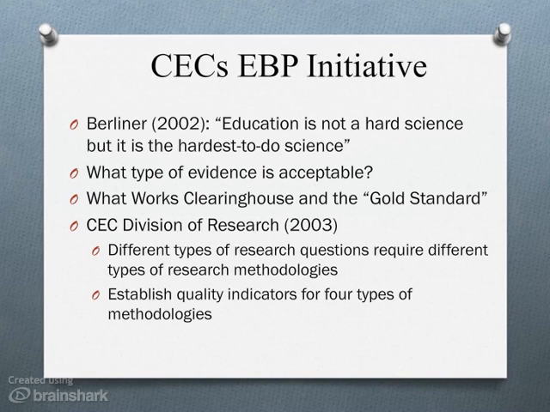Now, What Works Clearinghouse sees the gold standard as different. They see the gold standard as being experimental research. The problem with true experimental is that there's no randomization, and you have to have a large number of participants in order to get to that point.